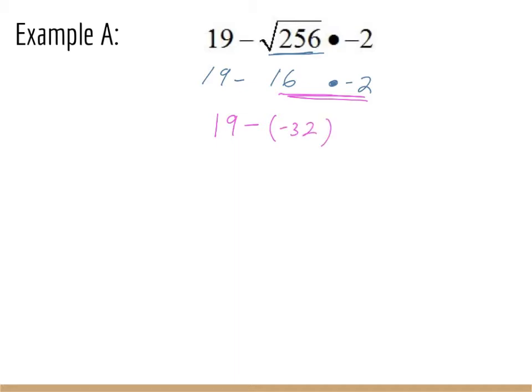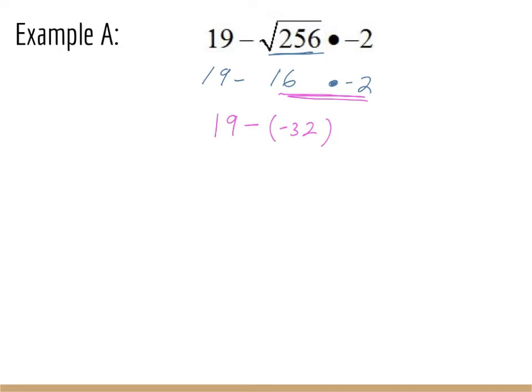All right, let's take a look at the next step. So it looks like now all I have is addition or subtraction. I've got subtraction in this place. I've got 19 minus 32, or 19 minus negative 32. You can type that straight in your calculator. You can type 19 minus negative 32 and it will give you the correct answer.